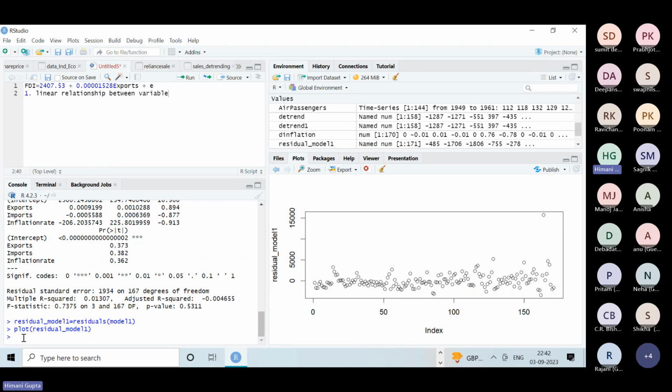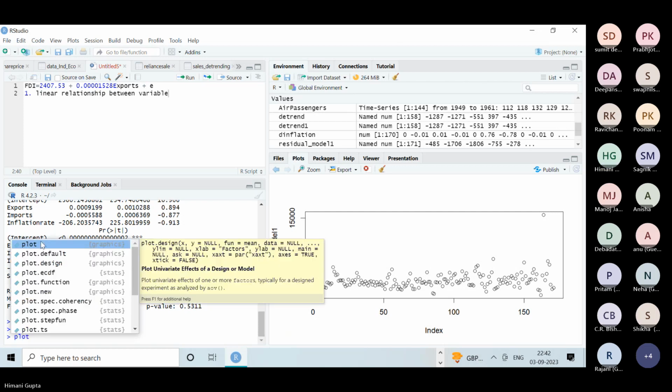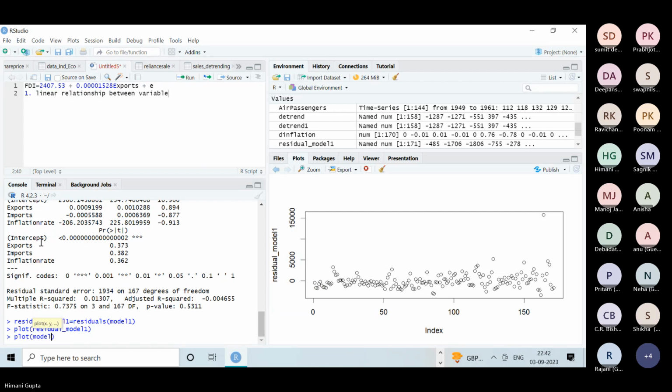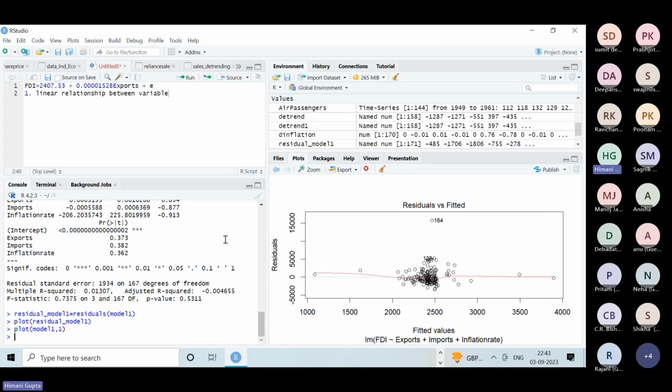Now let's plot the line also. So I'll just give the command plot model 1 and 1. Now you can see over here. If I make the plot, you will not find a straight line. The line is there and then some curve is coming and then the straight line. So it means the independent as well as dependent variables are not linear. They are curvy linear. It is observed.